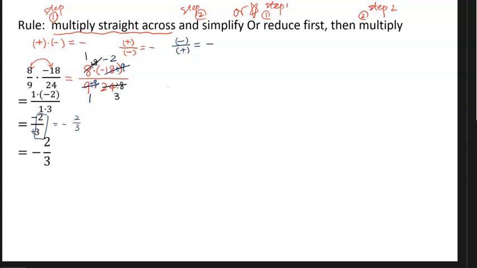And notice that the minus sign originally was in the numerator. But after I apply the rule, the negative number divided by a positive number is negative, the minus sign is moved and put in front of the entire fraction. So this is the simplest answer we can get.